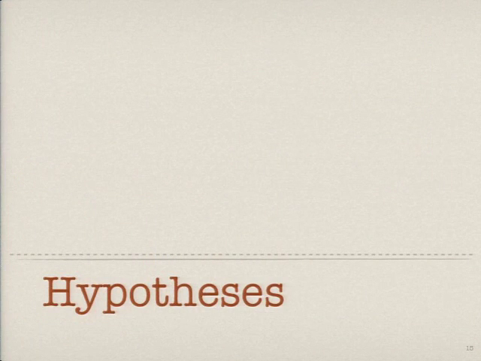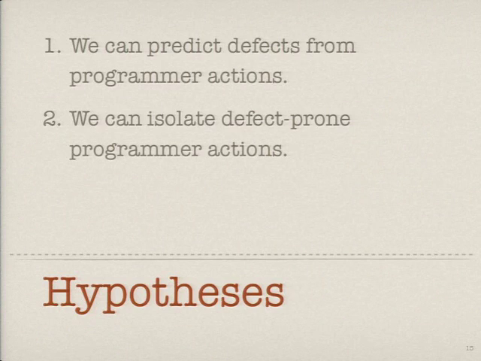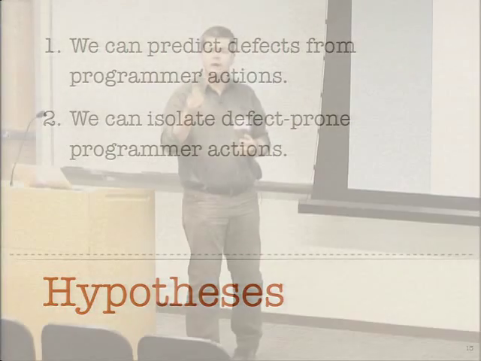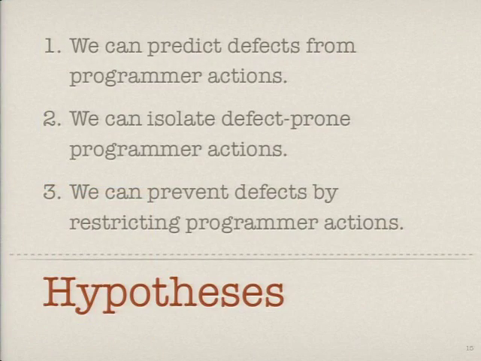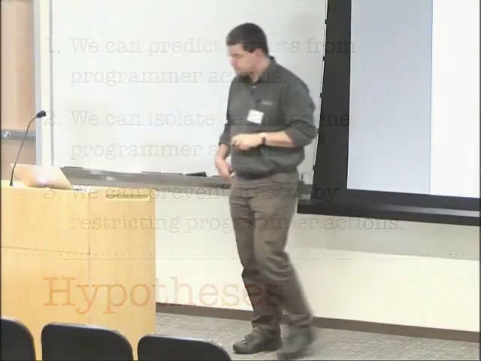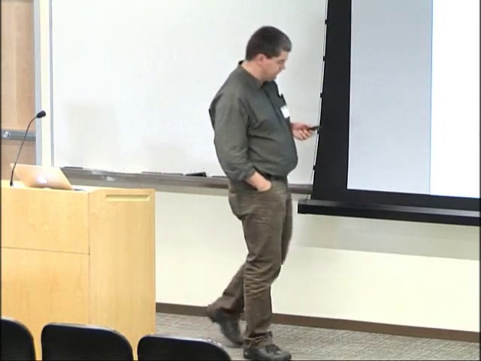So we're looking at 3 hypotheses here. The first hypothesis is we can actually use these programmer actions, these very basic typing actions, to predict defects in Eclipse and elsewhere. The second is we can find out which programmer actions are the ones mostly correlated with failures. And third is we can actually prevent defects by restricting such actions. Let's start with the first one, predicting defects from programmer actions.